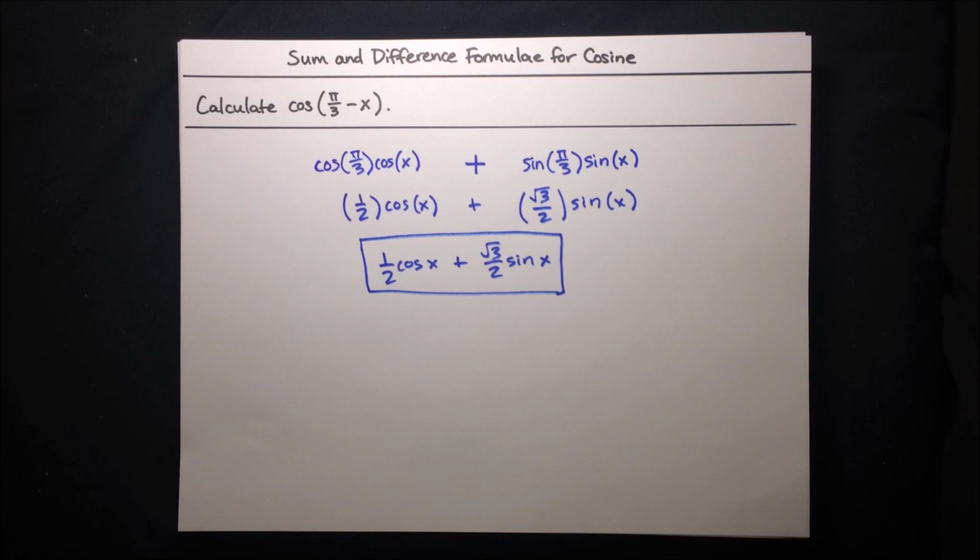Now we know how to compute cosine not only for special angles, but also for angles which are sums and differences of the special angles. In the future, we'll also see how to do this for tangent.